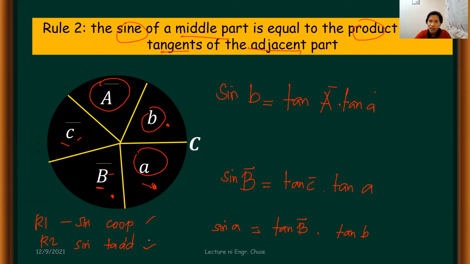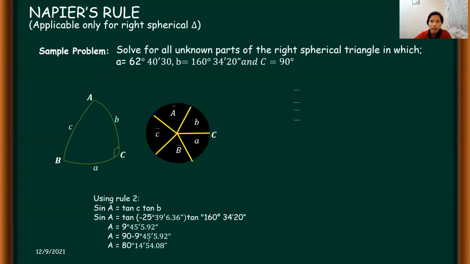The sin co-op and the sin taan. Okay, let's have this example. So I already gave this example in the other videos, but let's try again. Solve the unknown parts of the right triangle in which A is 62 degrees, 40 minutes, 30 seconds. So given yung ating value ng A. And then B, which is 160 degrees, 34 minutes, 20 seconds. So given din yung B. And then we have C equals 90 degrees.